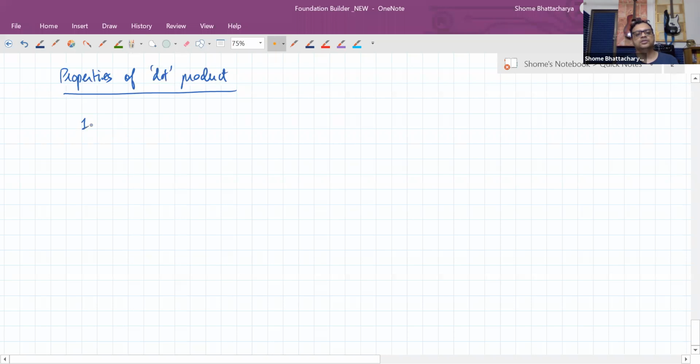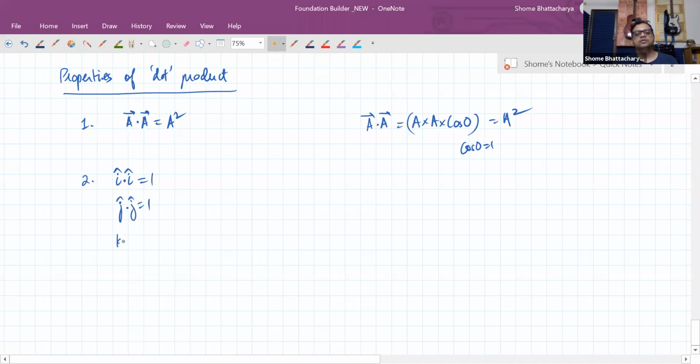Okay. So first is that the dot product of a vector with itself is just magnitude square. This is very simple. A dot A we'll write as A into A into cos 0, and cos 0 is unity. So that's nothing but magnitude of A square. Accordingly, i cap dot i cap is equal to 1, j cap dot j cap is equal to 1, and k cap dot k cap is equal to 1, because these are unit vectors.